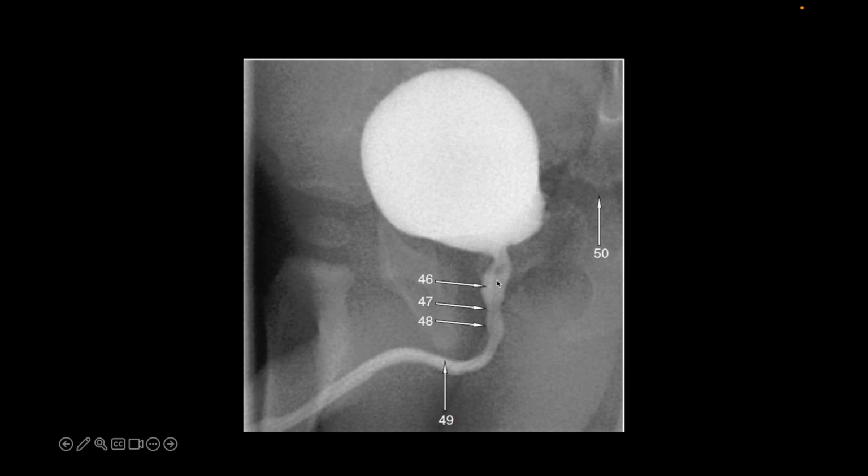This is a good level to see that this is the prostatic urethra, this is the membranous urethra, and then just immediately distal to that is the bulbous urethra and then the penile urethra. The membranous urethra is the shortest part. It's only from here to around here.